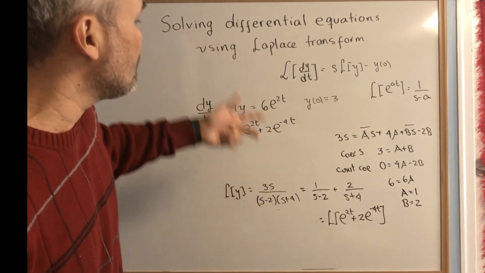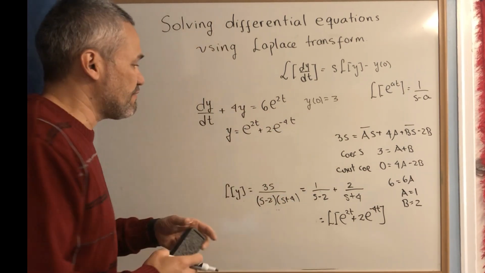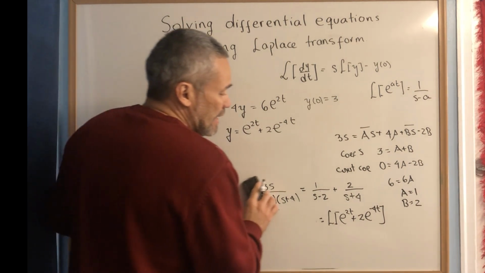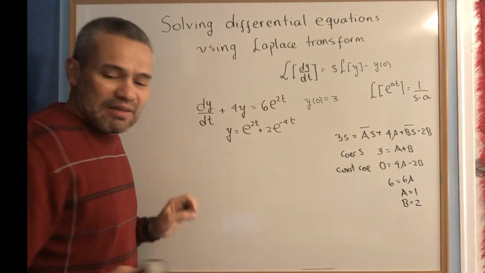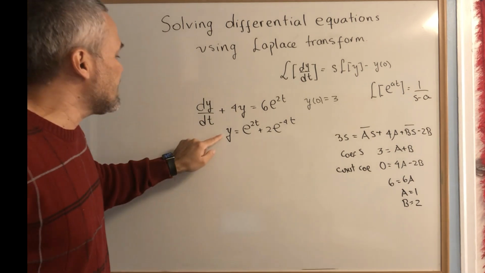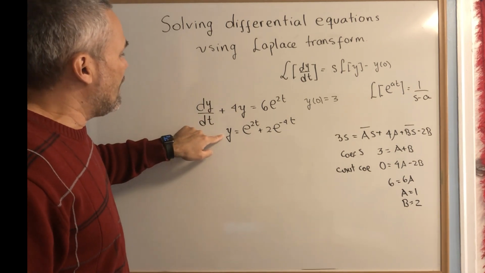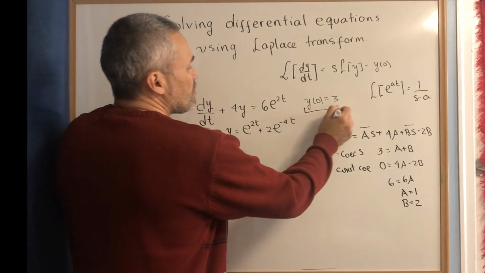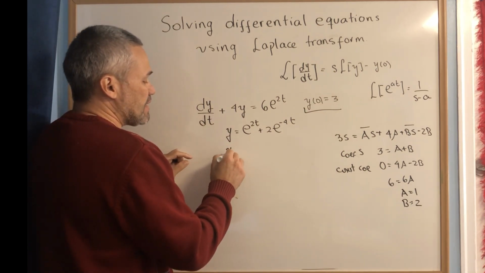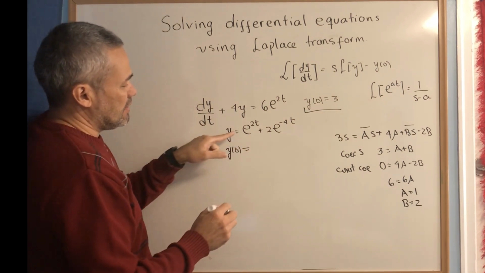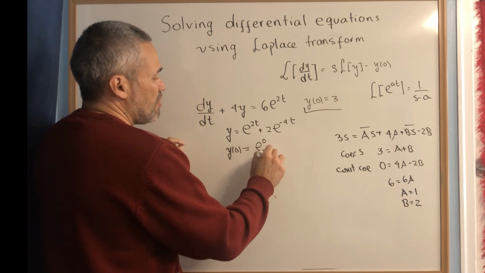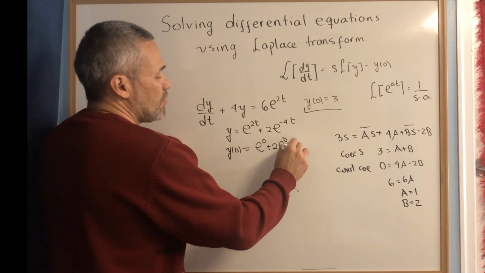Okay, then we have used the Laplace transform to solve this differential equation. You don't have to do this, but let me just show you that indeed this is a solution. What is this initial condition? What happens when I replace t by 0? What do I get? e to the 0 plus 2 times e to the 0, which is 3.